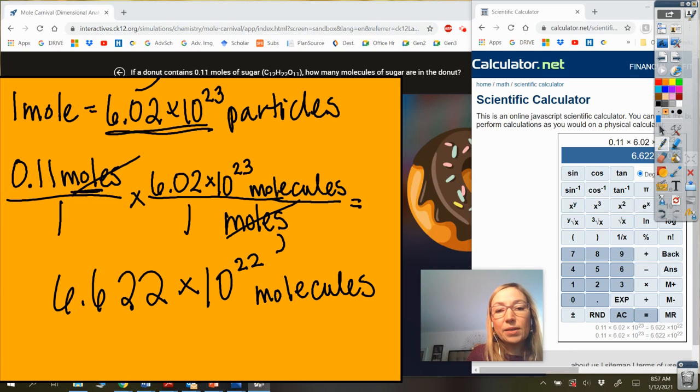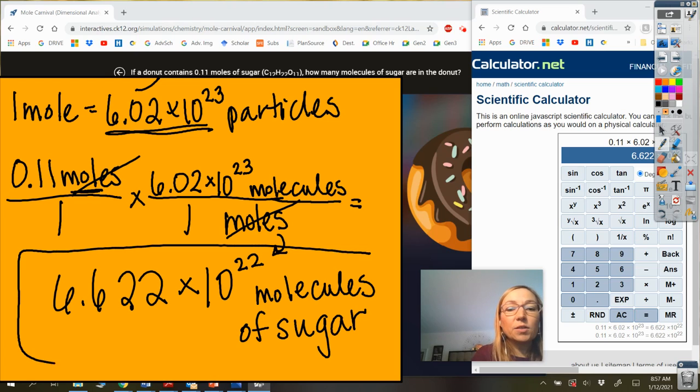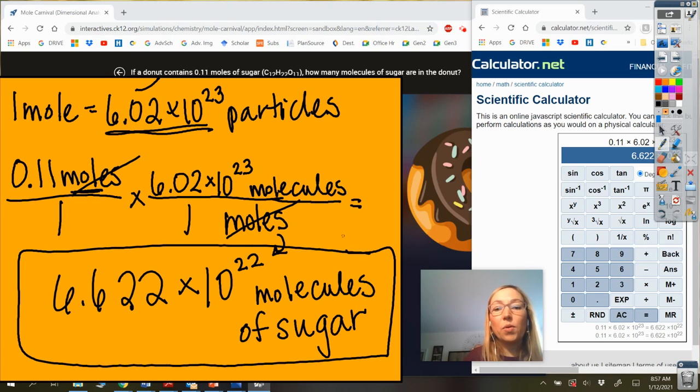And this makes sense because we know we've got less than a mole. We know we've got about 1/10 of a mole. So it makes sense that we've gone down by about a factor of 10. And that's how many molecules of sugar are present in this donut if it contains 0.11 moles of sugar.